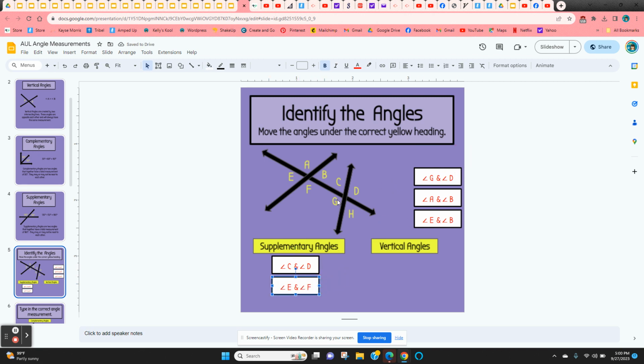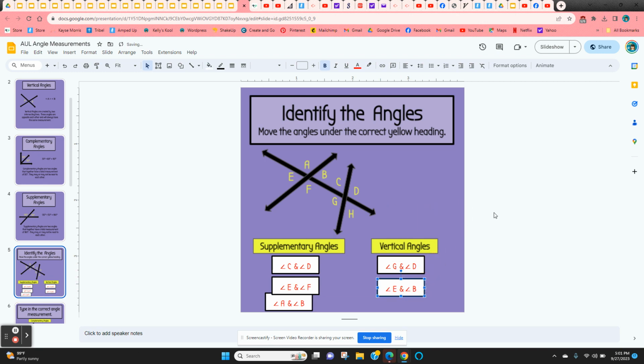G and D, those are going to be vertical. A and B, you can see, are supplementary. And G and D are vertical, or E and B. E and B are vertical. And that's what they need to do on slide 5.